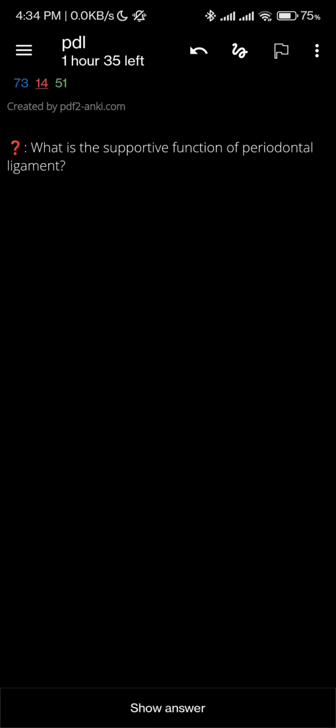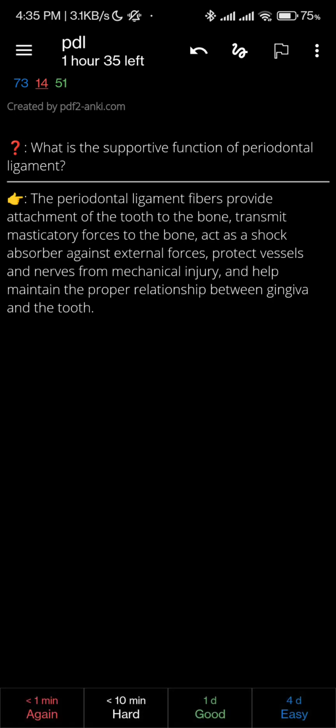What is the supportive function of periodontal ligaments? They provide attachment, shock absorption, and transmit the forces. They protect the blood vessels and nerves, and maintain the proper relationship between gingiva and the root of the tooth.